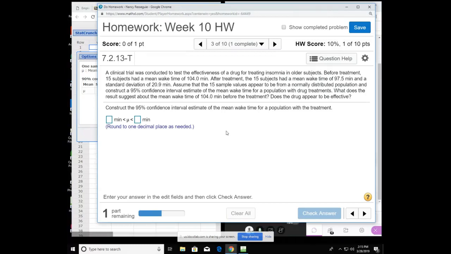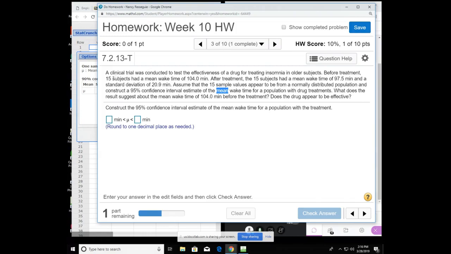So the next problem, and you just want to read through all this. Finally, it says construct a 95% confidence interval estimate of the mean wake time. So again, you're picking out that they want you to do a confidence interval, and it has to do with a mean. That's the important part of this. That way you know which thing to use in StatCrunch. You also have to know what the confidence level is supposed to be. Mine, it says 95%. They gave me the information from the sample.